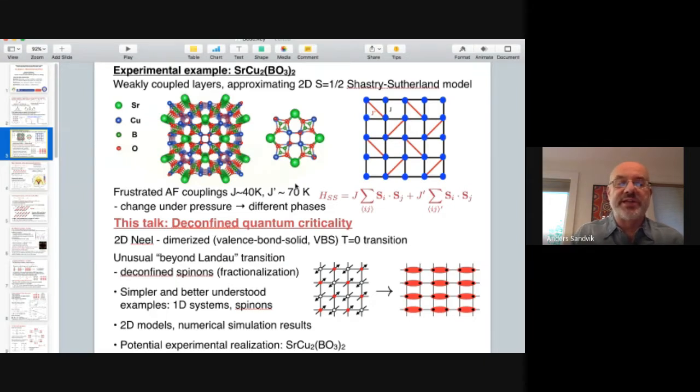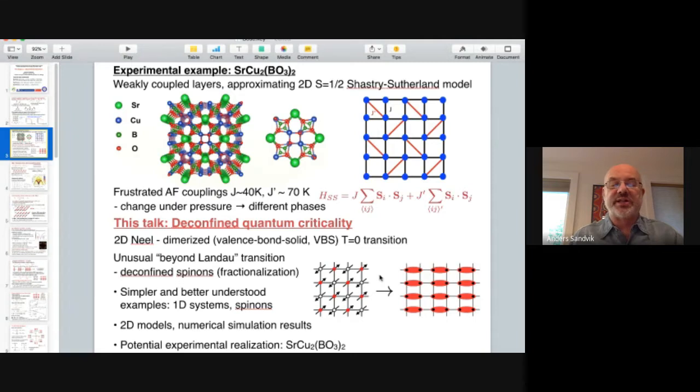And an interesting thing is that this material can realize, if you put it under pressure, the couplings that are about this at ambient pressure will change and will actually closely resemble what's going on in this model where you change J prime over J. And the kind of phenomenon you could see there, we believe, is related to deconfined criticality, which is the topic of my talk today.